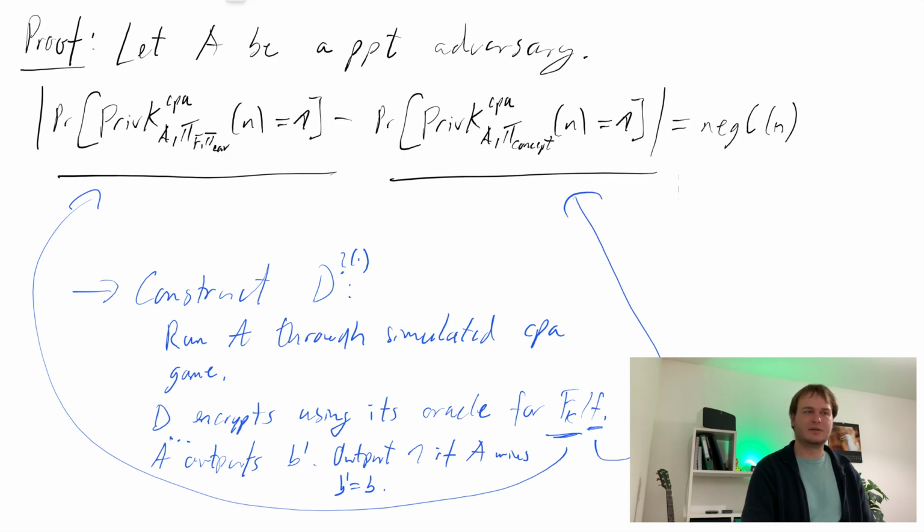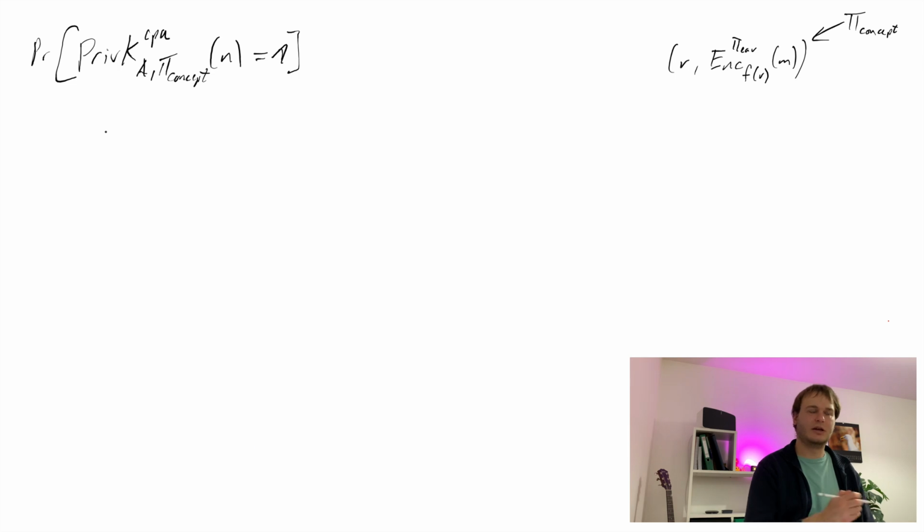So what have we gained? Well, now we only need to look at the conceptual scheme, because we have proven that essentially the conceptual scheme is indistinguishable from the original scheme that we wanted to prove secure. And now the adversary cannot do better in the conceptual scheme than it can in the scheme that we constructed. So after all, we only need to look at this. How well can a PPT adversary do against this conceptual scheme? We only care about this probability now, that the adversary A wins the CPA game against the conceptual scheme.